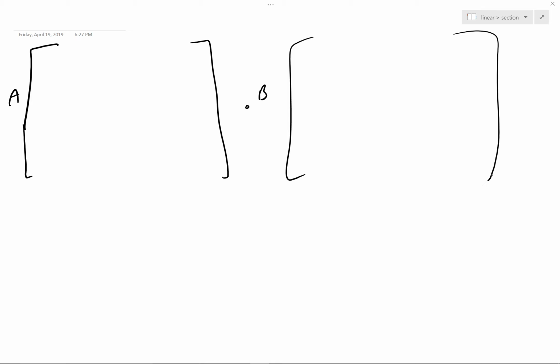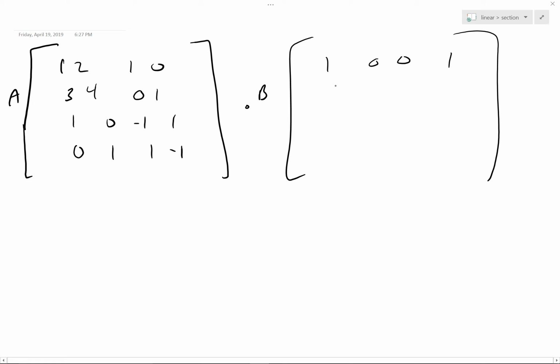Suppose you had a matrix A that was 1, 2, 1, 0, 3, 4, 0, 1, 1, 0, negative 1, 1, and 0, 1, 1, negative 1, and then B was 1, 0, 0, 1, and 0, 1, 1, 0, and 0, 0, 0, negative 1, and 0, 0, 1, 0.